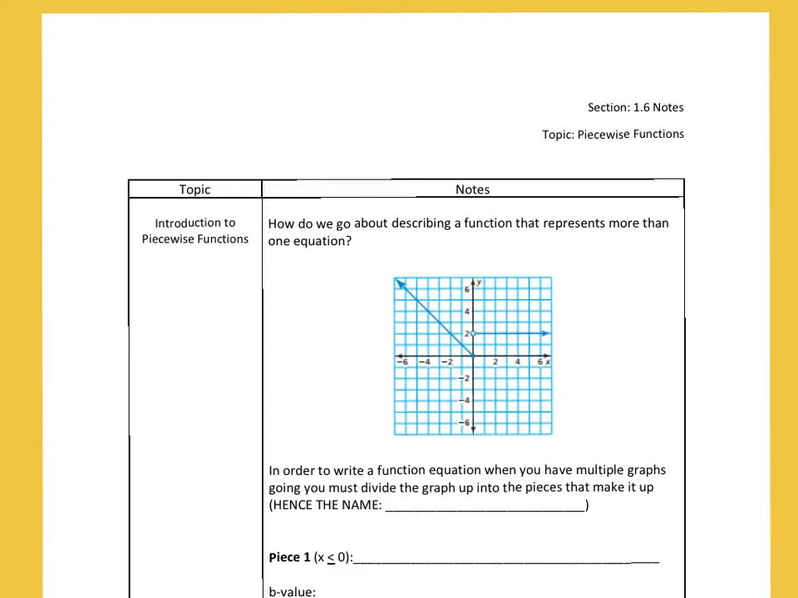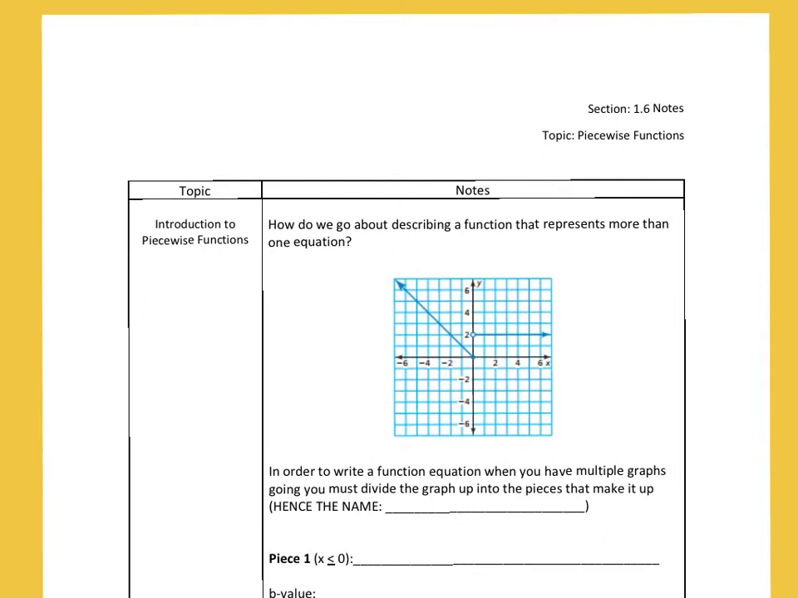So just a little introduction to piecewise functions. How do we go about describing a function that represents more than one equation? That is what a piecewise function is, hence the name. So write in this blank, piecewise.